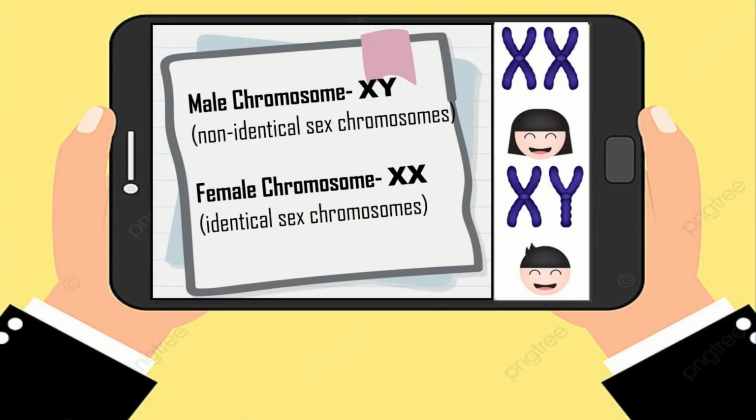The male chromosomes are XY. They are the non-identical sex chromosomes. The female chromosomes are X and X. They are identical sex chromosomes. Always remember, female have X and X chromosome and male have X and Y chromosomes.